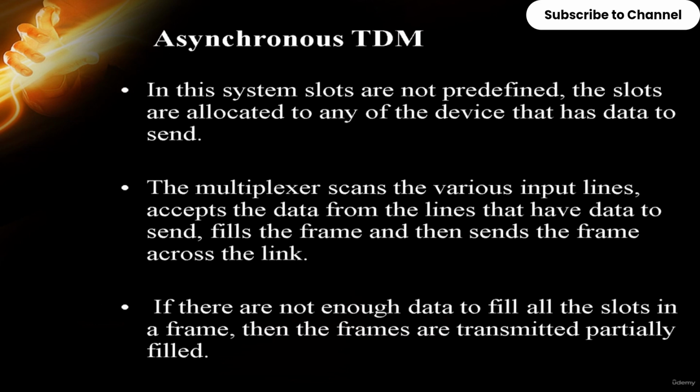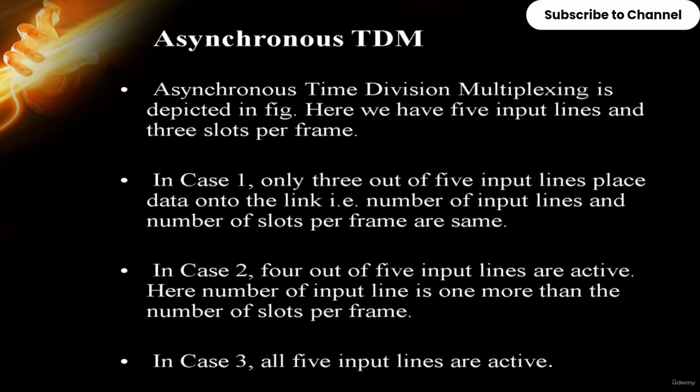As we already saw, the multiplexer scans the various input lines, accepts the data frames, and then sends the frame across the link. If there is not enough data to fill the slots, then the frames are transmitted partially filled. In asynchronous time division multiplexing, there are three cases.